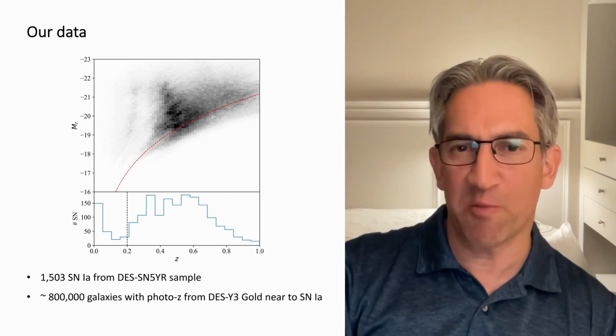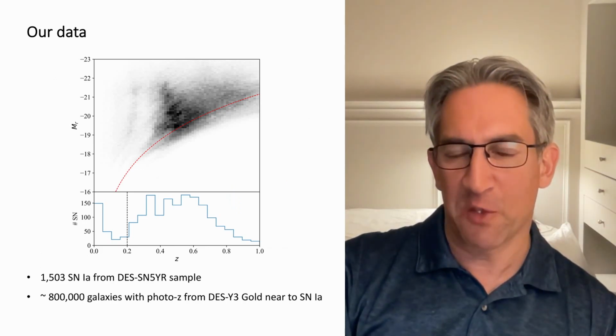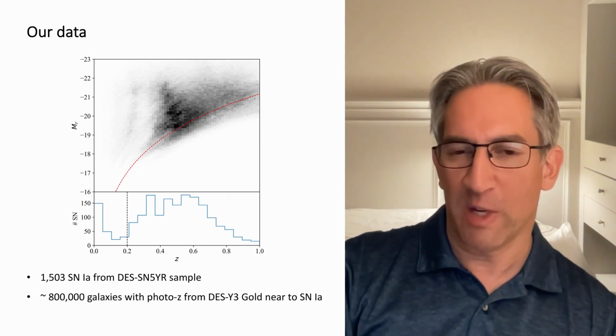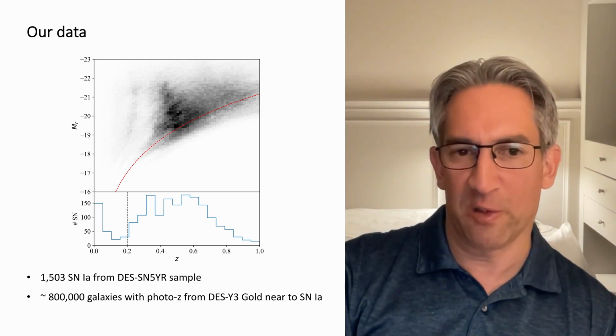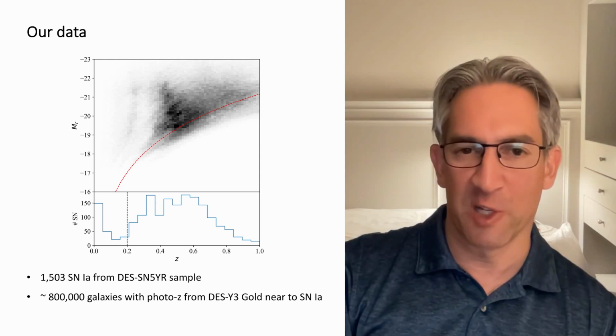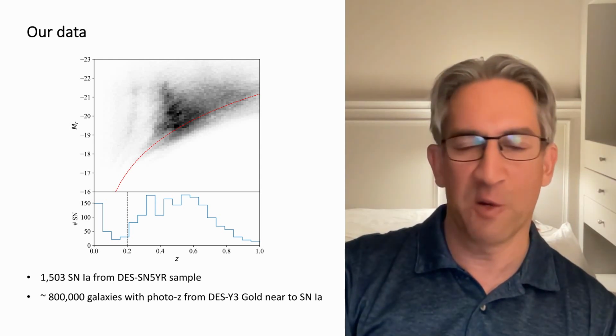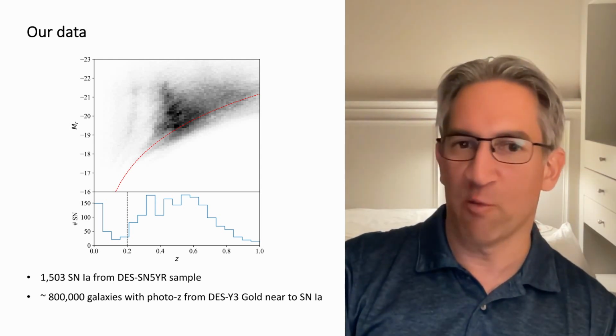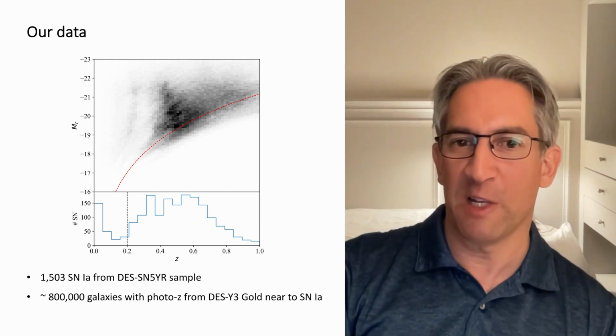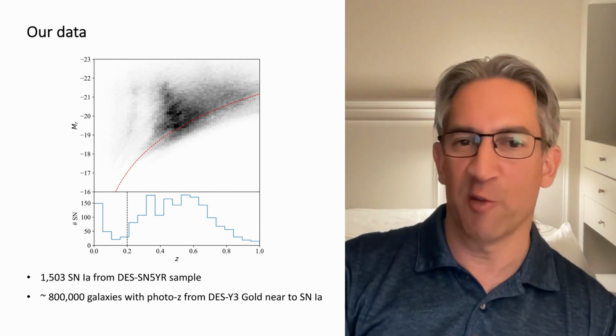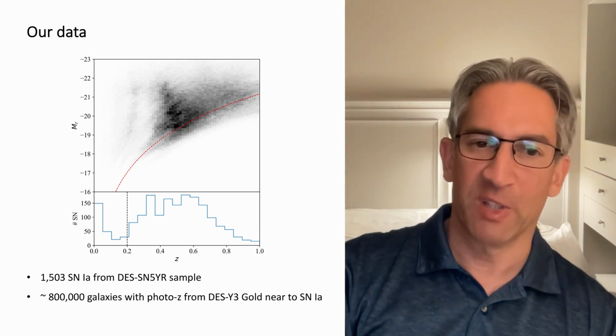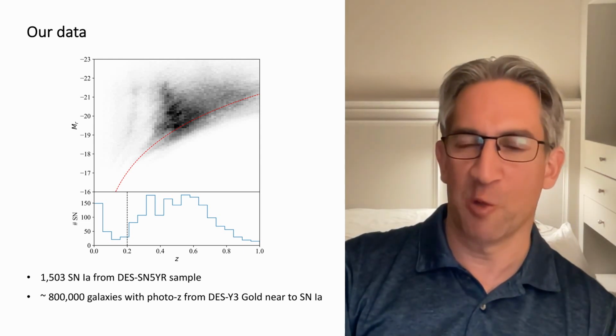So here's a brief look at our data. On the bottom panel, we have a supernova data sample. Now, for the DES 5-year sample, this is around 1,800 supernovae, but we're not going to consider the lower z part of that because we don't really expect those supernovae to be affected by lensing. So we're just going to look at supernovae bigger than 0.2 in redshift. Now, that's about 1,500 supernovae.